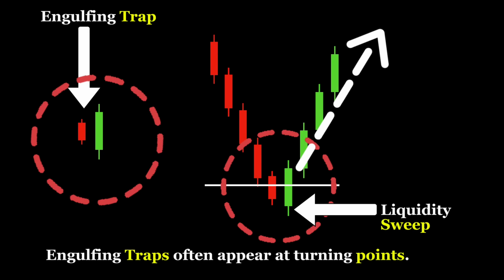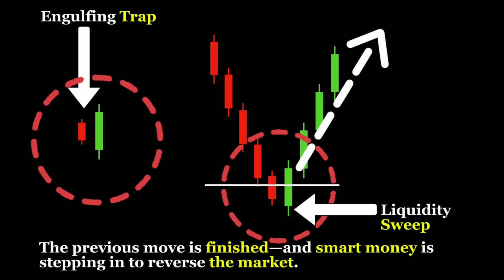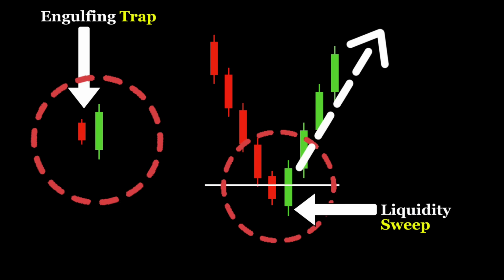Engulfing traps often appear at turning points, and when you know how to use them properly, they can tell you something powerful. The previous move is finished, and smart money is stepping in to reverse the market. But to use this signal with precision, you need to understand the two core types of engulfing traps and what they actually mean. Bullish engulfing trap.